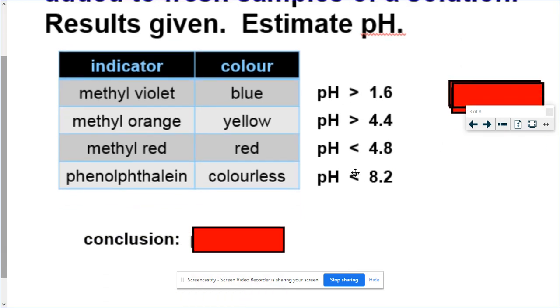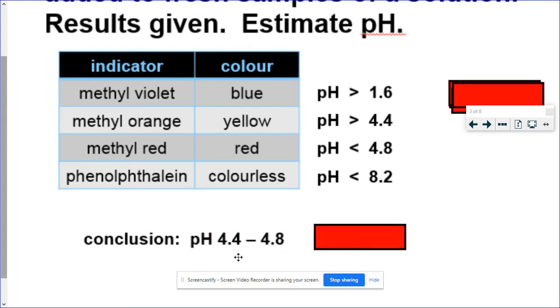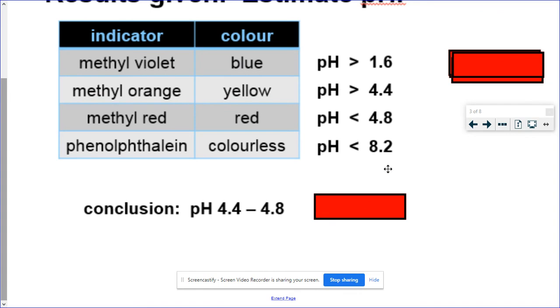So what are some patterns that we can identify from here? Well, we know that the pH of our unknown solution has to be greater than 1.6, greater than 4.4, but less than 4.8, and less than 8.2. So we can make the conclusion that our solution is between 4.4 and 4.8.